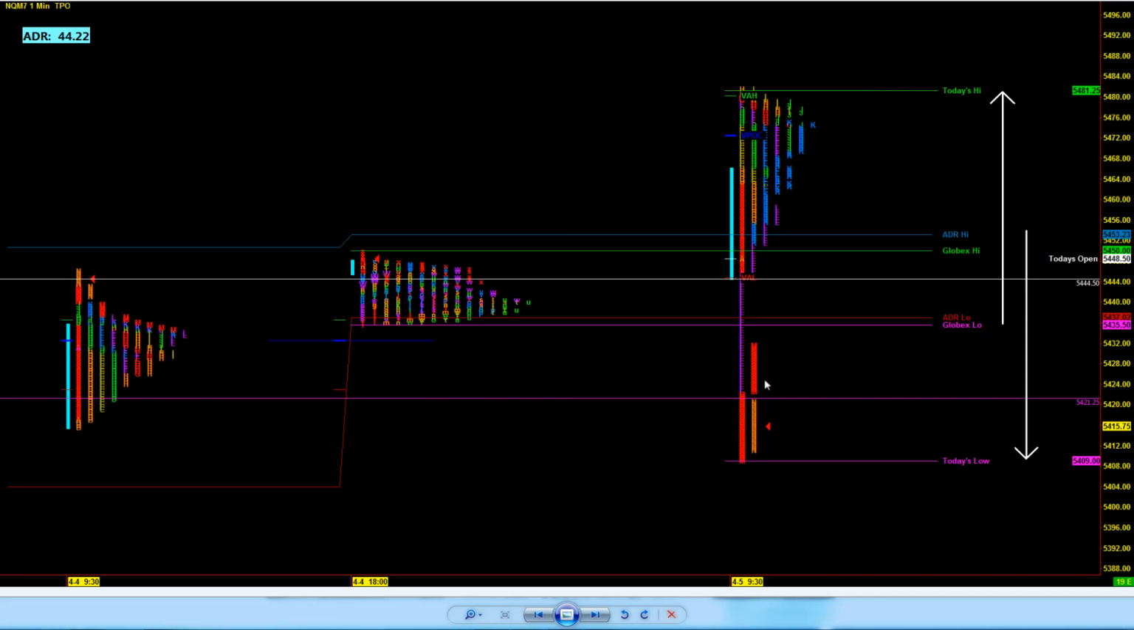Once price action broke below the Globex low, then we take the average day, we take today's low, we go from today's low upside 44.22, and that's where we get our ADR high. So you could see as price went down, the average daily range high would have been tailing that in reverse. All right, so that's how we use those charts.